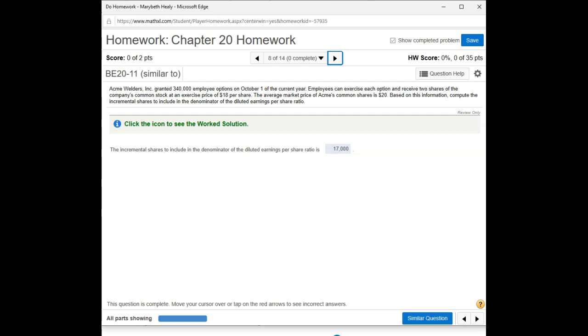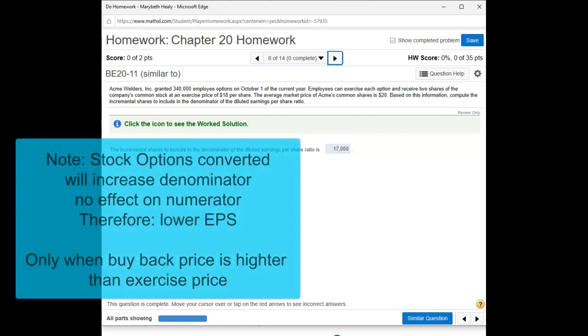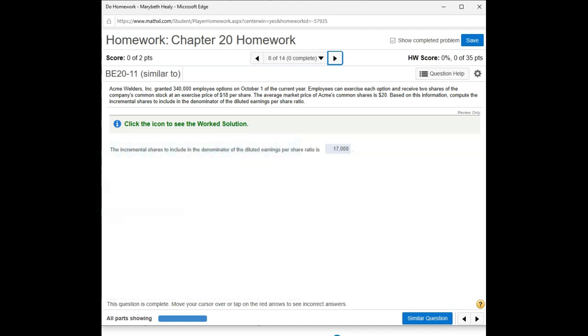For example, imagine you have 1,000 common shares outstanding, but you have 1,000,000 shares in potential stock options out there. If all those stock options get converted, what's going to happen? We're going to have a much lower earnings per share. So that's information that our stockholders really want to know, is not only how did we do on the basic, but if everybody converts, where will we be in the future?